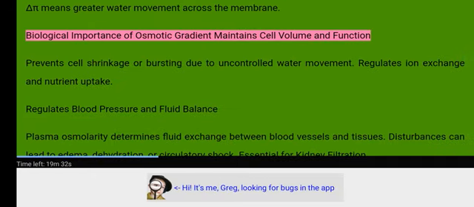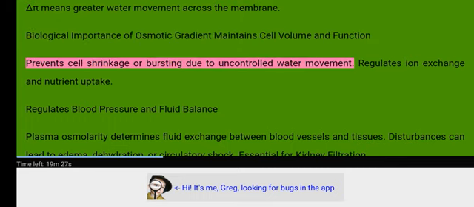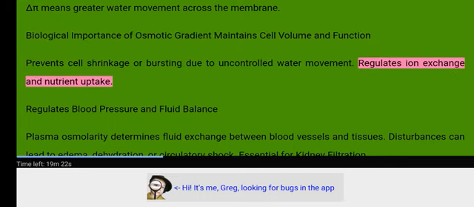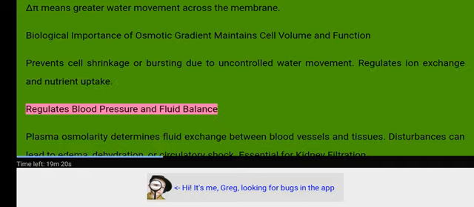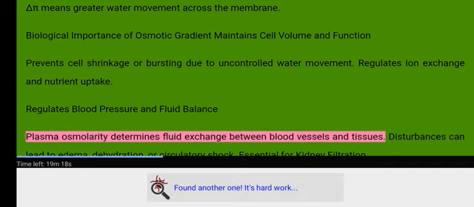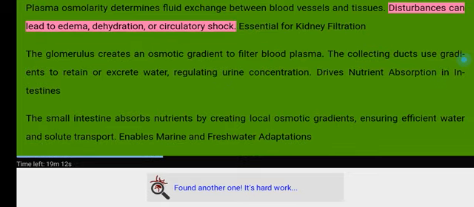Biological importance of osmotic gradient: maintains cell volume and function. Prevents cell shrinkage or bursting due to uncontrolled water movement. Regulates ion exchange and nutrient uptake. Regulates blood pressure and fluid balance. Plasma osmolarity determines fluid exchange between blood vessels and tissues. Disturbances can lead to edema, dehydration, or circulatory shock.